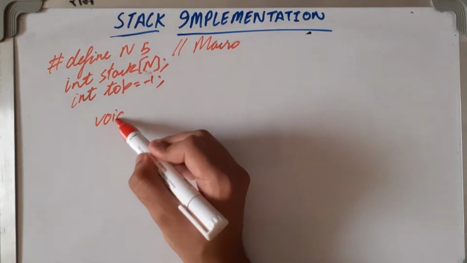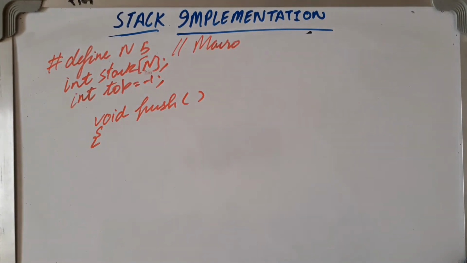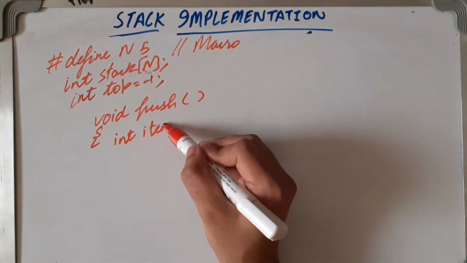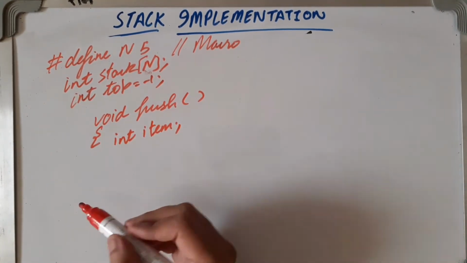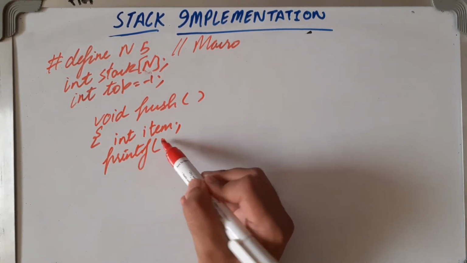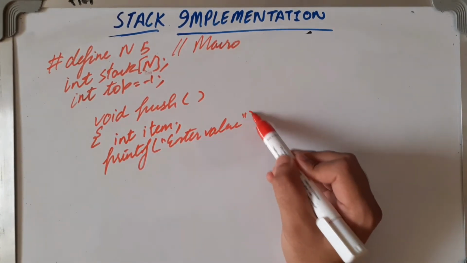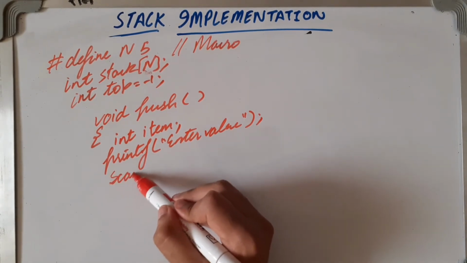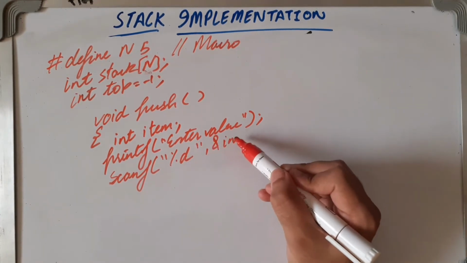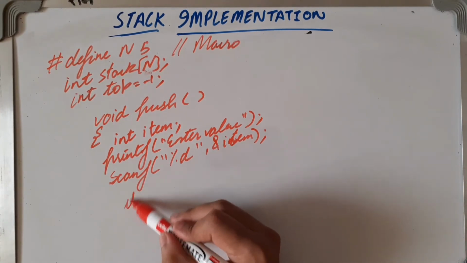Okay guys, now first I'm doing the push function. So void push. For pushing into the stack we need an element, so we take int item, which we have to push into the stack. We have printf enter value, and then we have scanf for scanning that value, we are scanning the item here, and after that we are checking whether our stack is full or not.